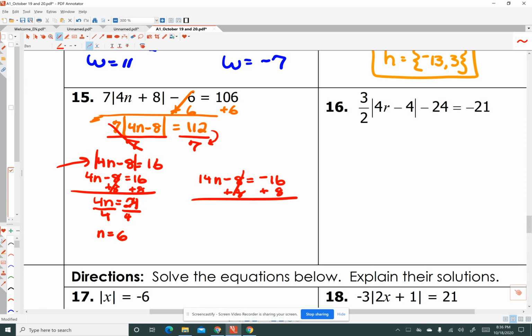This should be 4n. I just want to erase that absolute value bar. There we go. It's part of my absolute value bar that I left from the problem above. You know, I just realized I have a plus sign here. Let's do this problem over.